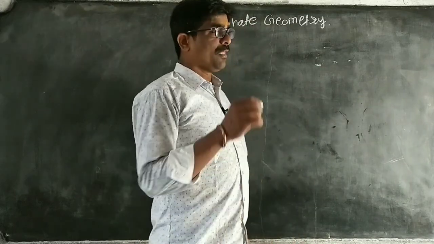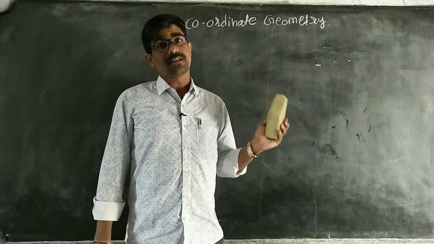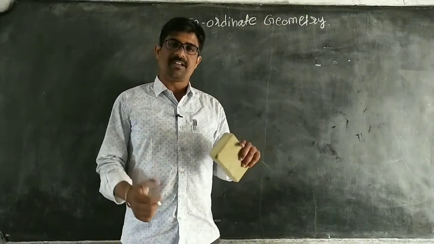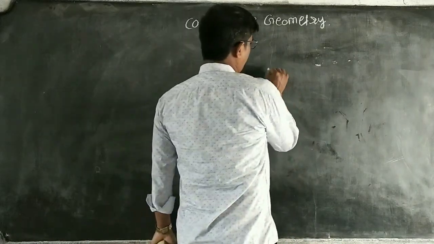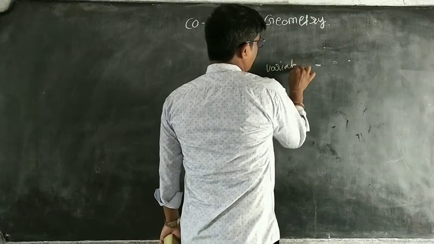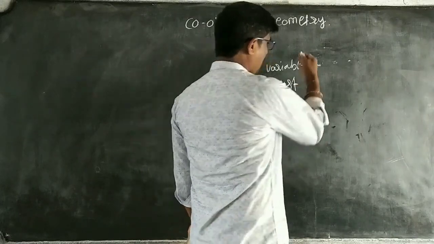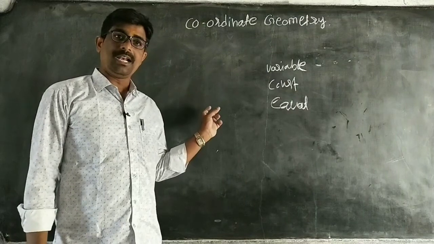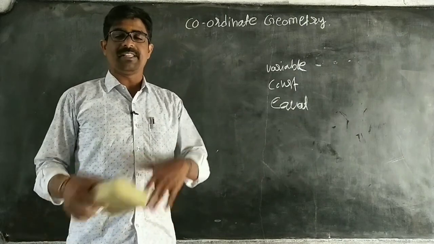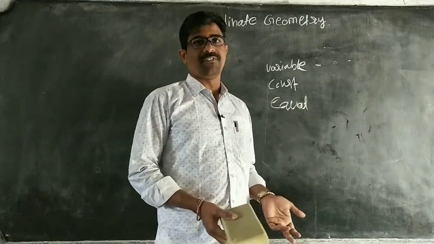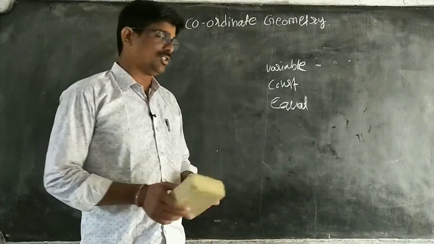Actually, geometrical problems are solved by algebra. What is algebra? In algebra you have variables, constants, and equations, and we have formulas in algebra. These algebraic formulas are used in geometry to solve problems, like finding the area of a rectangle or the area of any geometrical figure. This is where we use coordinate geometry.